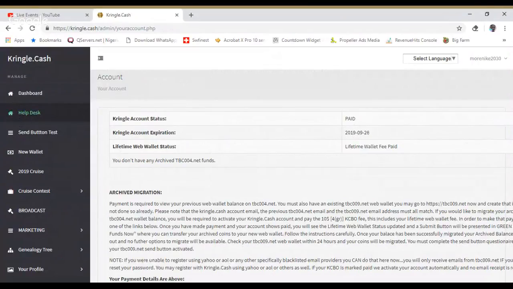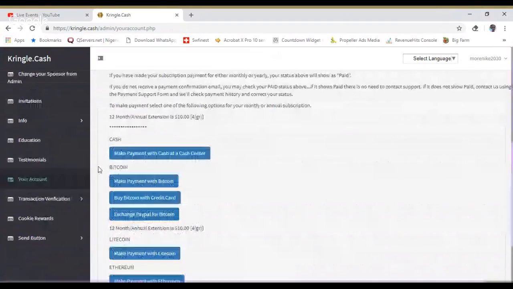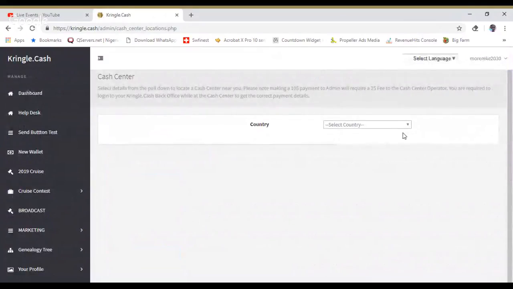So when this person wants to activate again and does not have Bitcoin in his or her wallet, or does not have Litecoin or Ethereum, what the person needs to do is just come to my account. When you click on my account, you go down, you will see make payment with cash center. So when you click on it, the first thing you should do is select your country. You go down to your country. For instance, I'm from Nigeria. You select Nigeria.